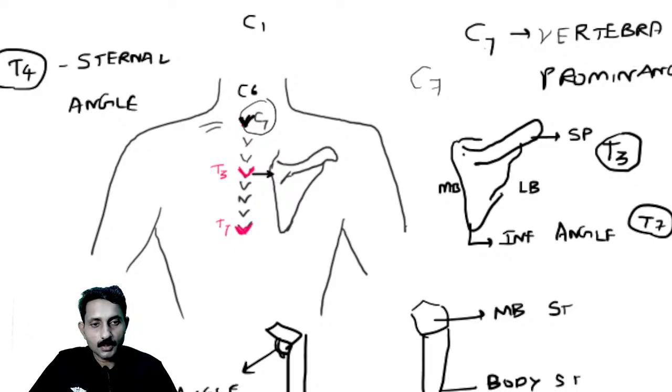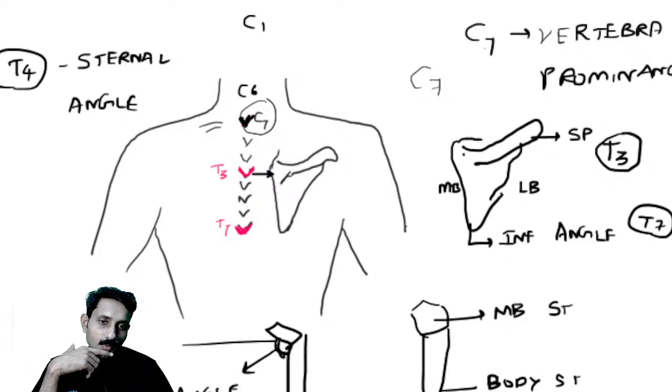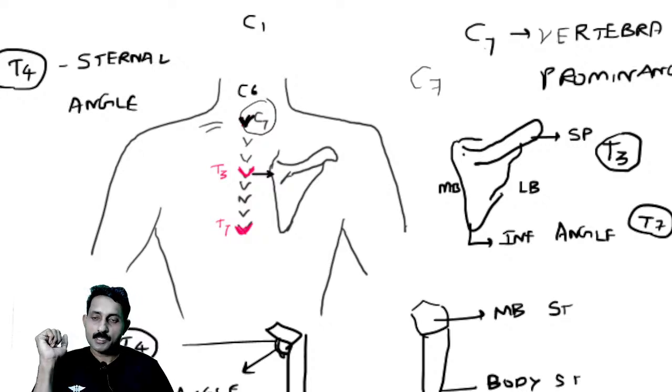Angle of Louis. Okay. So sternal angle or angle of Louis. Now, what is this corresponding in the vertebra? The sternal angle or angle of Louis corresponds to T4 vertebral level. A commonly asked question is, what are the events that happen at the T4 level?